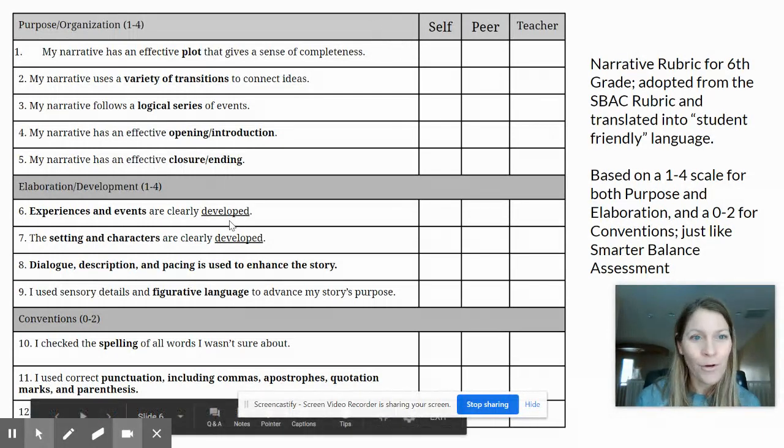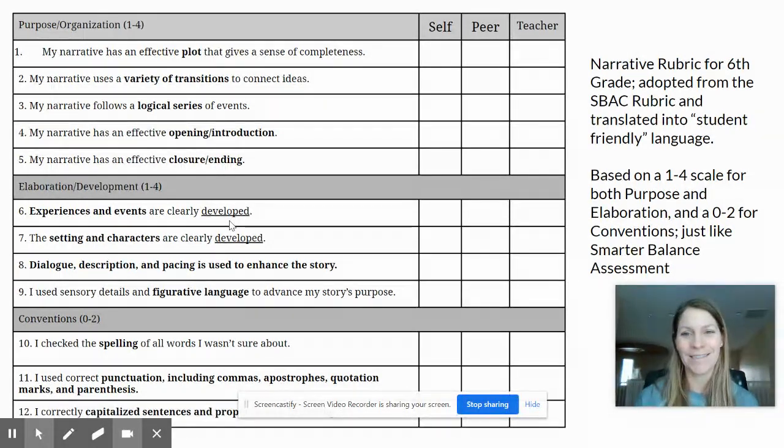The elaboration portion is a little more challenging for students, at least in the beginning of the school year. So were the experiences and events clearly developed? Is there a setting? Do I know where it's taking place?